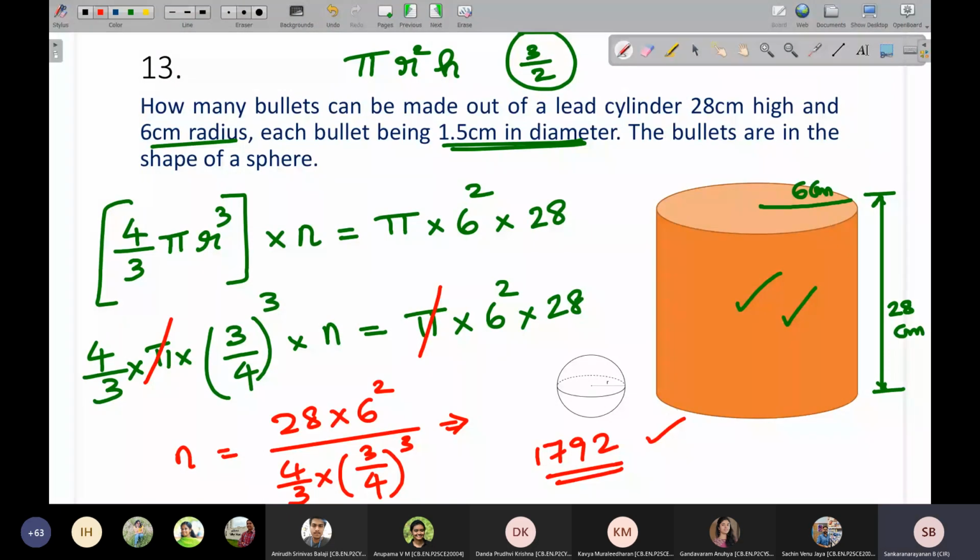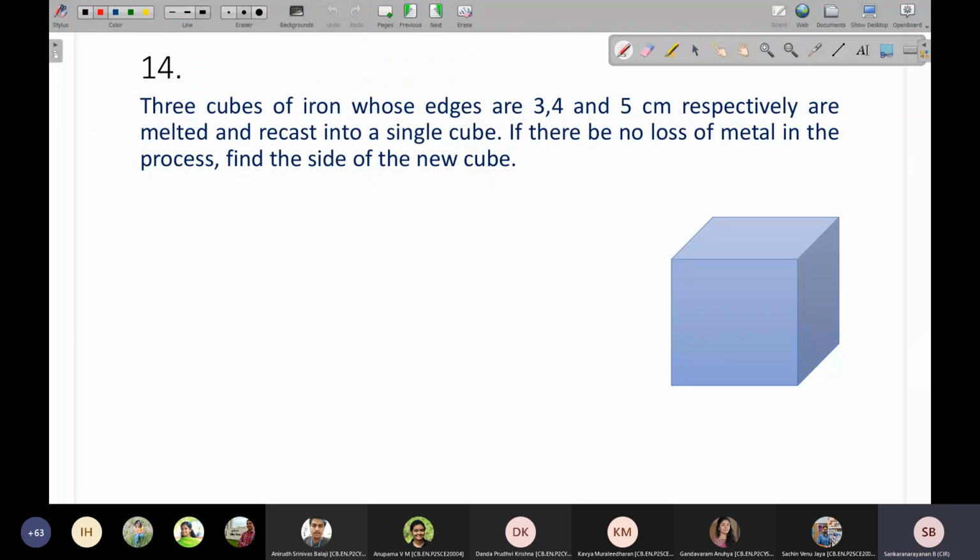Question number 14. You can see that here you are considering 3 cubes. They are of edges 3, 4 and 5 centimeters respectively. They are melted and they are recast into a single cube. So the volume of this big cube, considering the edge is of some x units, the volume of this big cube is equal to x cube.